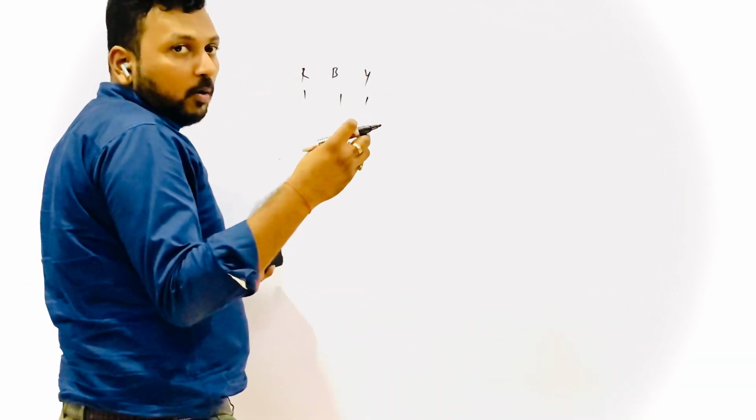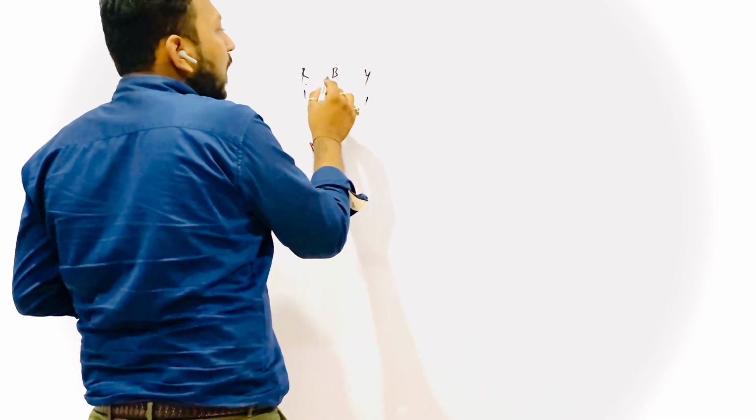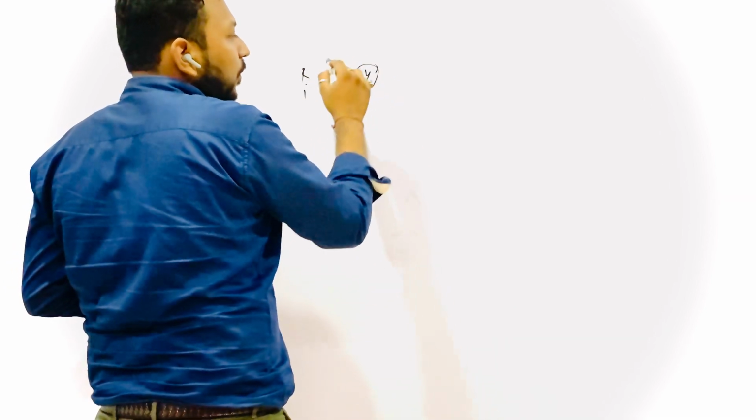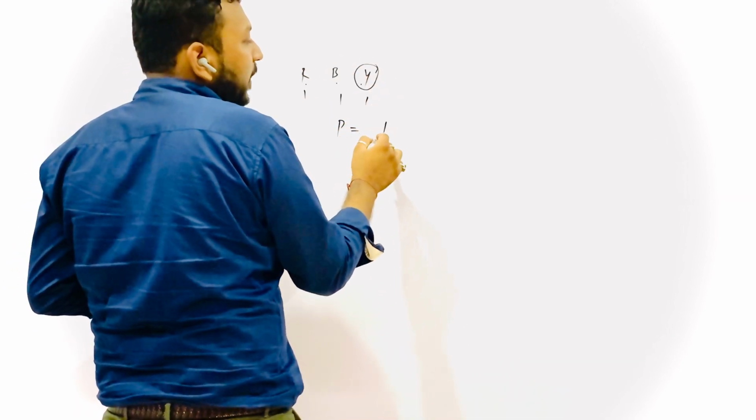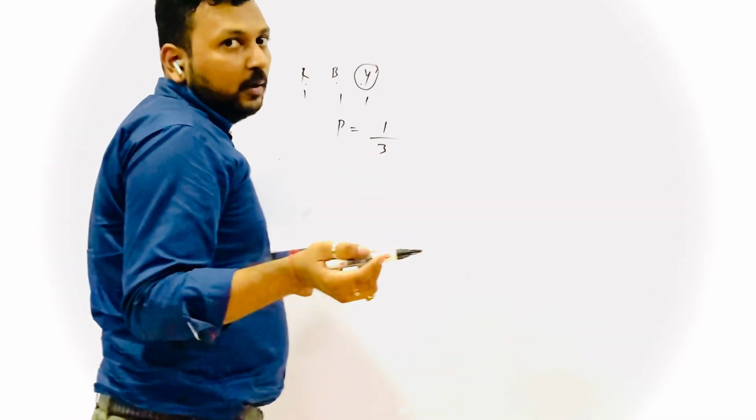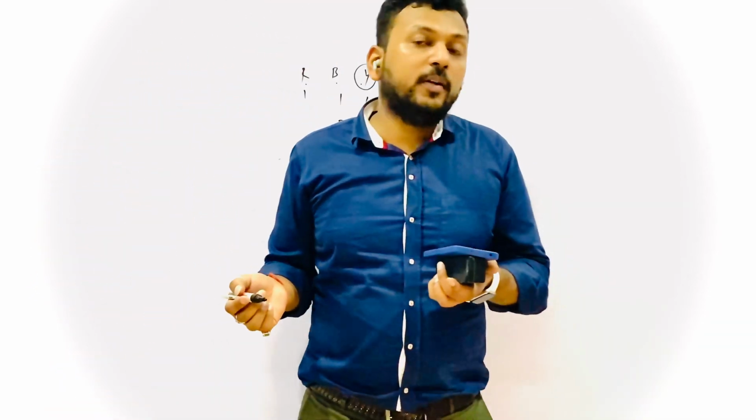So she has taken out a ball. What are the total outcomes? R, B, Y. What is the favorable outcome? Yellow. So what is the probability? Favorable is 1, total are 3, 1 by 3. So probability of getting a yellow ball is 1 by 3.